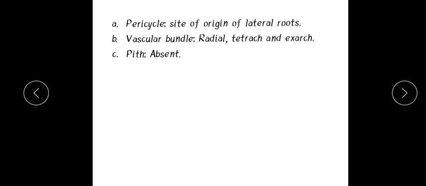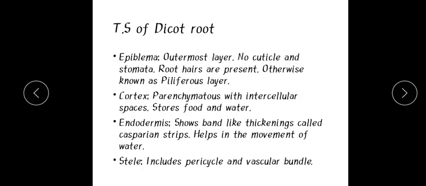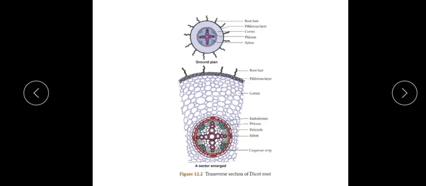Okay, now let's recollect what we learned already. In the previous class I gave you some terms. I don't know whether you all remember those terms. I gave the word radial, then I gave the words exarch, tetrarch, conjoint, collateral, like that. Let's see what this one is. Okay, let us now focus. Please have a look here.